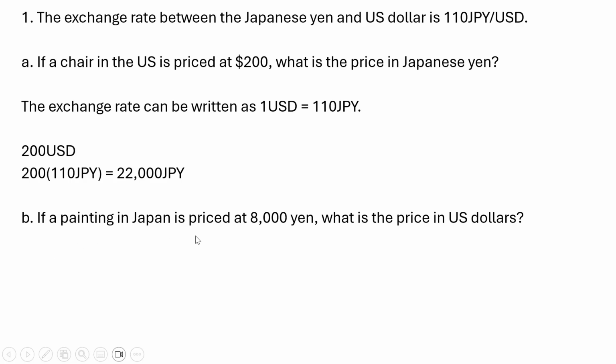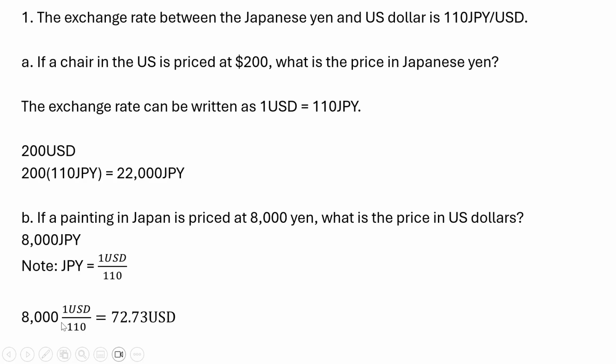Question B, if a painting in Japan is priced at 8,000 yen, what is the price in US dollars? So we have that 8,000 yen painting in Japan. Notice here, if we take our exchange rate formula and solve it for yen, just dividing through by 110, we get 1 US dollar over 110. And so now that'll allow me to make a substitution. Where I see the Japanese yen here, I'm going to replace that with 1 US dollar over 110. And now just doing the math here, we're going to get 8,000 US dollars divided by 110, almost 73 US dollars.